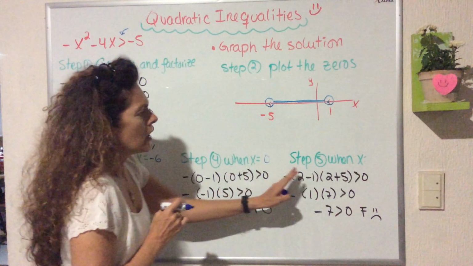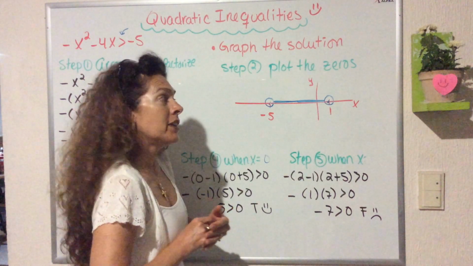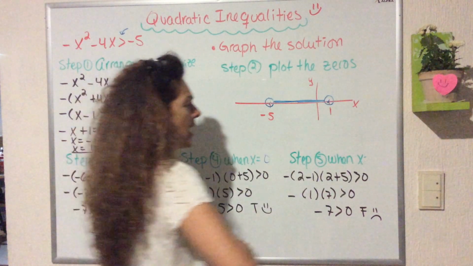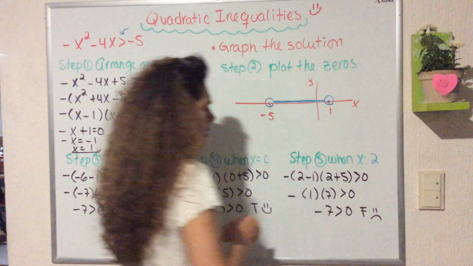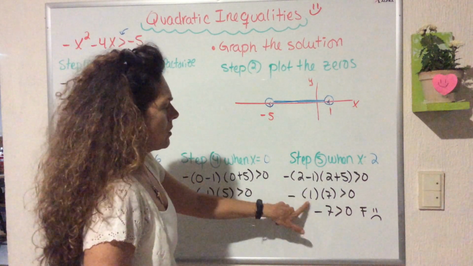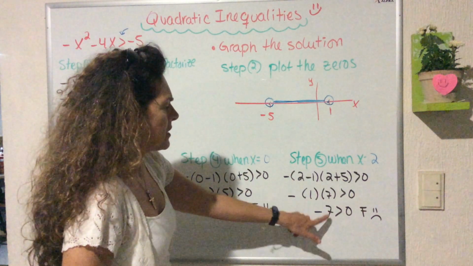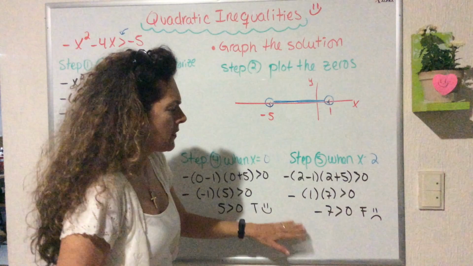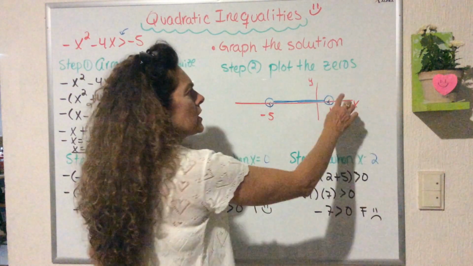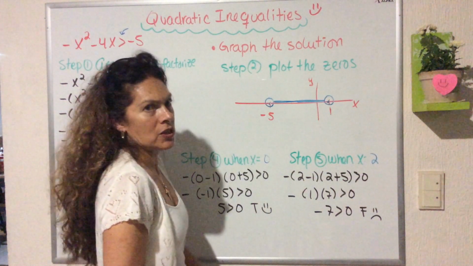And then we continue. In the last step, we are going to take one value which is greater than the greatest root, which is 1. So we are going to take the number 2. So when x equals 2, and we substitute it in x, we have minus. And then 2 minus 1, 1. 2 plus 5, 7. And then we multiply 1 times 7, 7. And as this is negative, we have in the end negative 7. Is it greater than 0? No, this is false. So this other part of the coordinate plane is not going to be part of the solution.